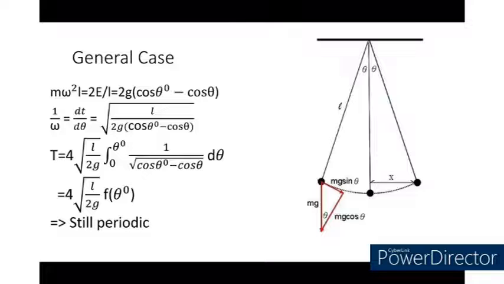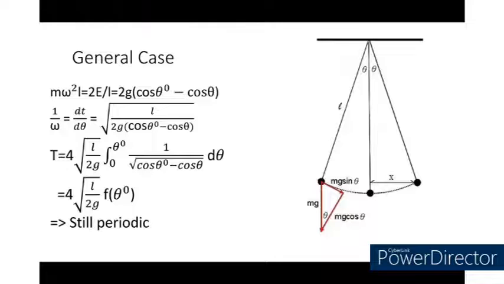The reason that it is multiplied by 4 is that the motion goes from the balance point, which is when θ is 0, to the max point, when θ is θ0, then back to the balance point, then to the max angle again, then back to the balance point again. So we know it is 4 times the motion from the balance point to the max angle, which is the integral from 0 to θ0.